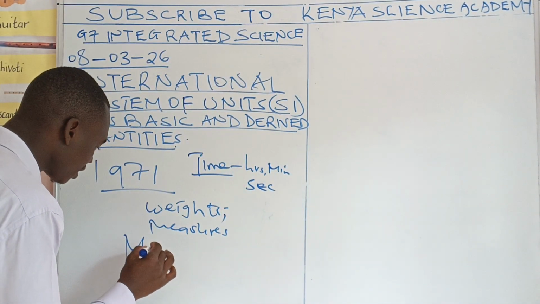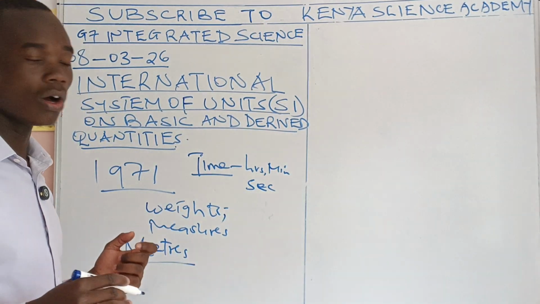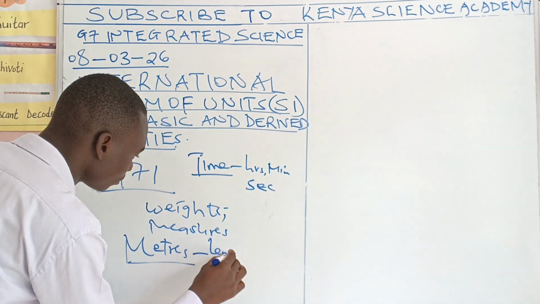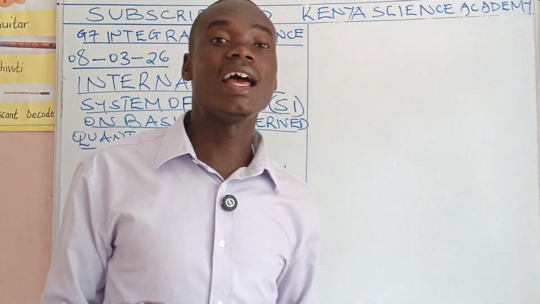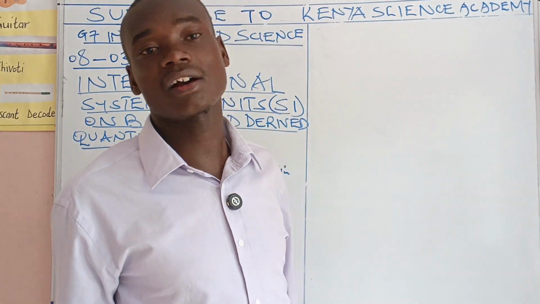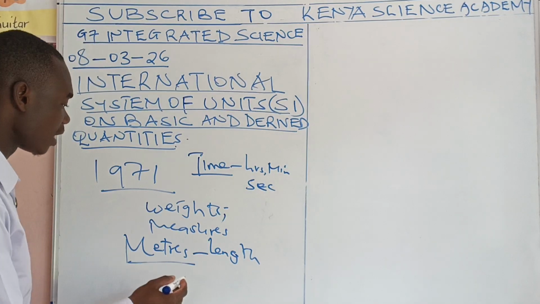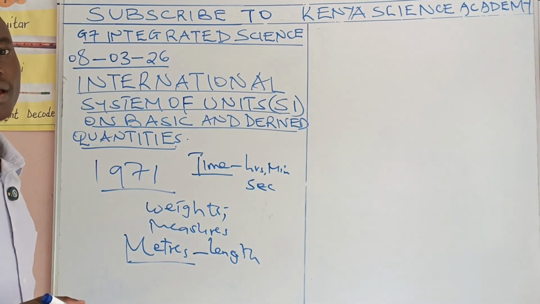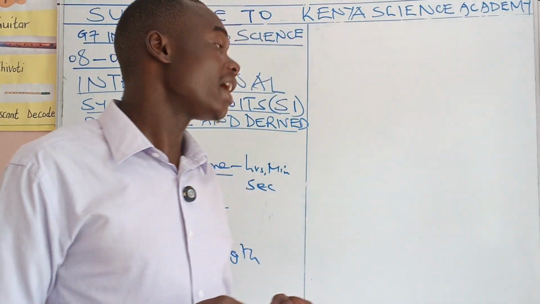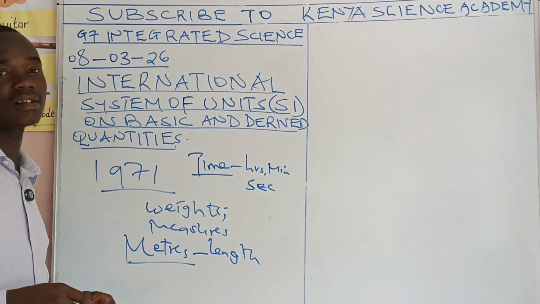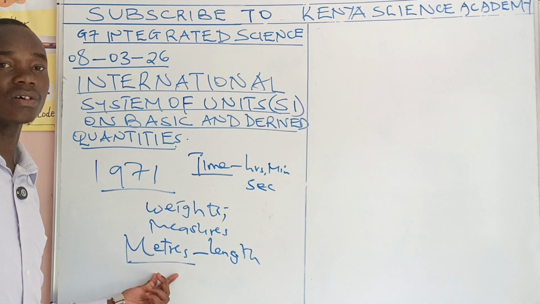Look at meters. When we want to measure the length of a particular thing, we cannot say that the length is 2 seconds, 10 seconds, 50 seconds. No, that is for time. But we are going to say it is 10 meters, 5 meters, 20 kilometers, 500 meters. That is the SI unit I want to talk about.